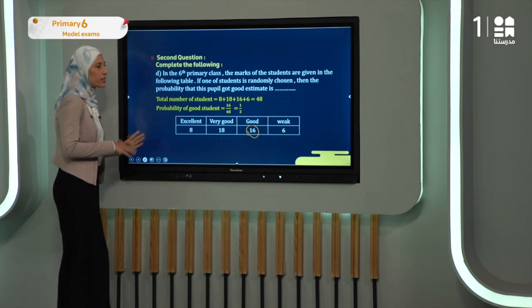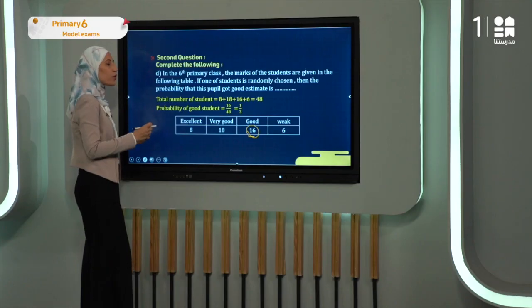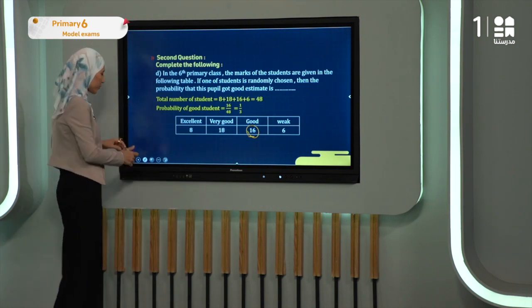Okay? So it's too easy. Yes, I have a table and a long exercise, but it's a very easy exercise with very small steps. First, you find the total of the students by adding the numbers of the excellent, the very good, the good and the weak. Then you find the rule by making the event divided by the total. The event was 16, which is the good, divided by the total 48. Simplify them, of course. You are not supposed to leave it like that. After that you will have your final answer.